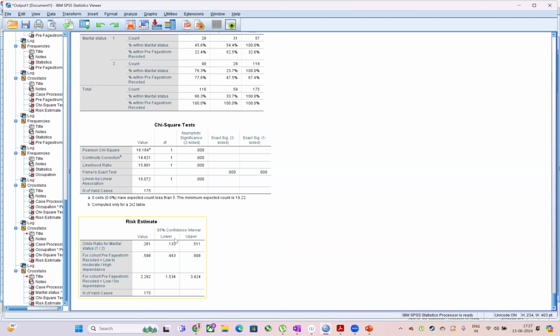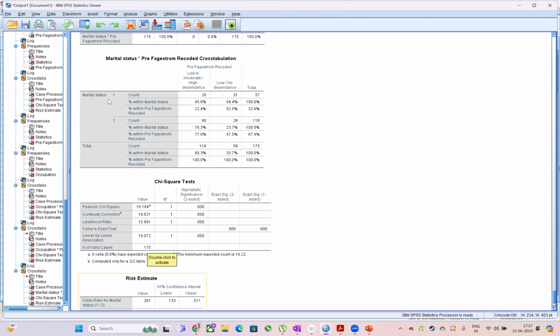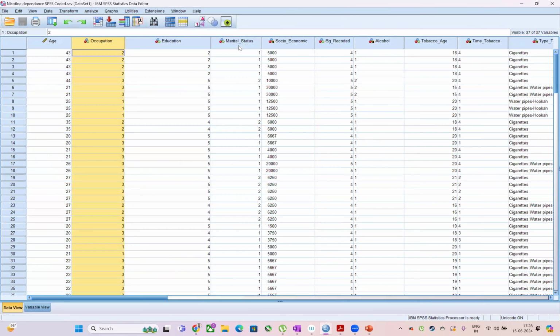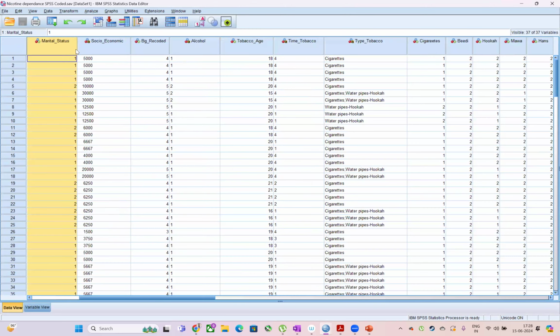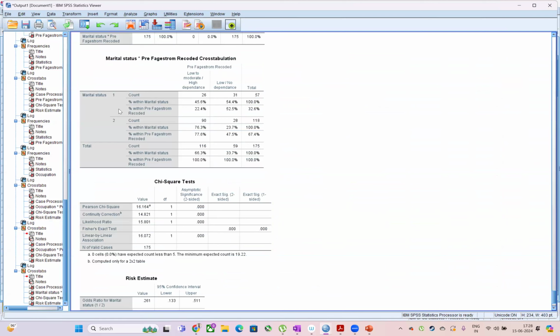So this means the odds ratio is protective, because it is less than 1. You have to say that here marital status 1, 2: category 1 belongs to unmarried, category 2 belongs to married. I'll just confirm once. Okay, so 1 is unmarried and 2 is married.